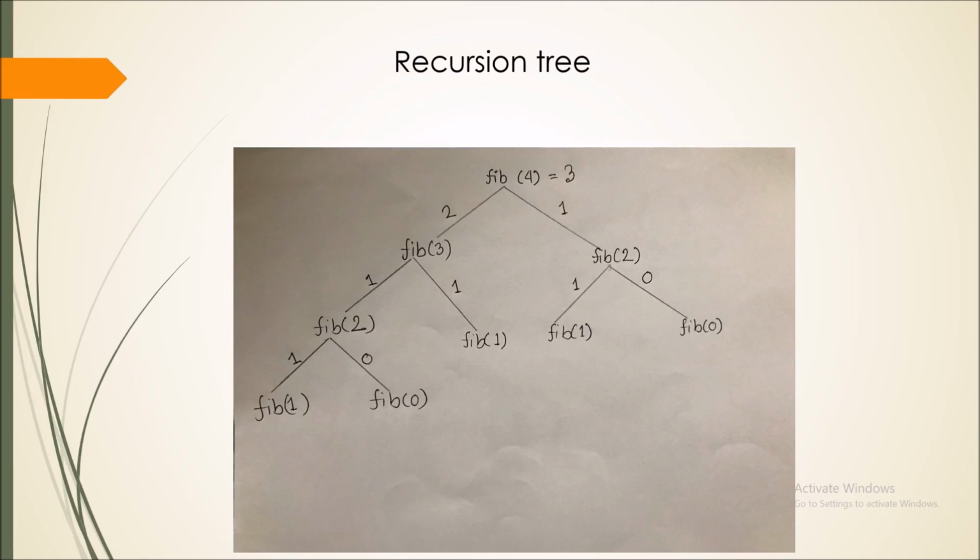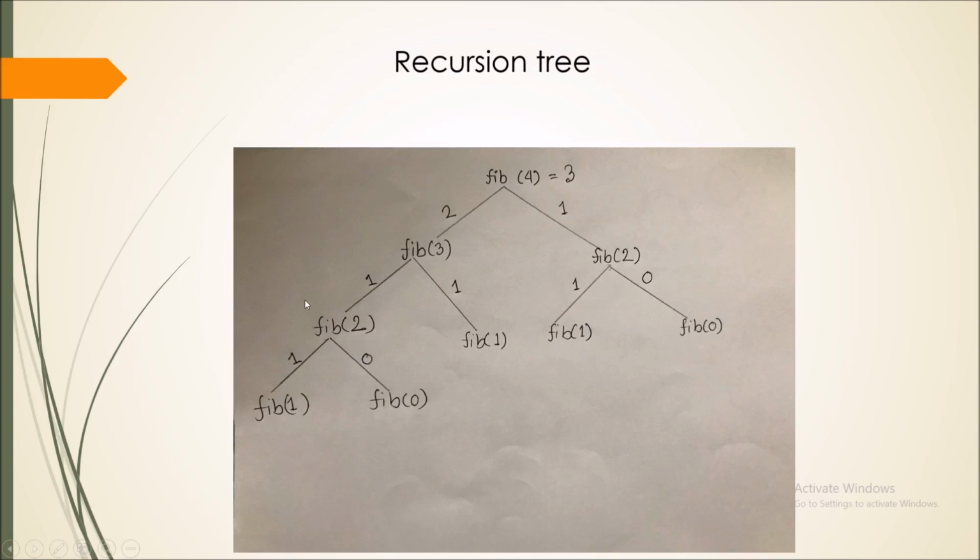FIB4, is it satisfying the base case? No. Therefore, we will have to do two things: FIB(n minus 1), FIB(n minus 2). So n minus 1 will give us FIB3, as you can see here, and n minus 2 will give us FIB2. So these two are recursively called. And then FIB3 is not the base case, so it will call again FIB(3 minus 1), FIB2, and FIB(3 minus 2), FIB1. So FIB1 is the base case, right? So it will return n. So it will return 1.